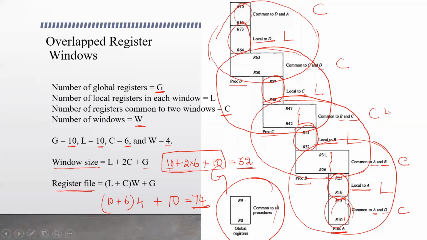So here we have seen this overlapped register window arrangement, which is used in RISC computers to simplify the procedure call. I hope this is clear. Any doubts?